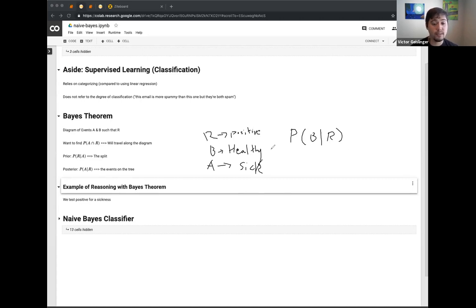What's nice about naive Bayes is that when we use it as a classifier, we can use this idea, this example of finding the probability, to actually classify: if this thing is likely spam, or if this thing is likely not spam, or whatever two things you want to compare.